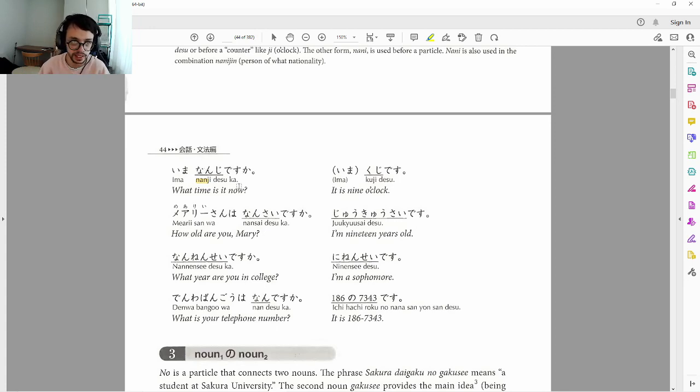Nanji desu ka? What time is it now? Ima 9時です. Right? So again, you can see that ima is in parentheses because you can always just get rid of the subject. Even though there is no subject particle, you can say ima wa nanji desu ka. That sounds perfectly fine. It's not incorrect, right?